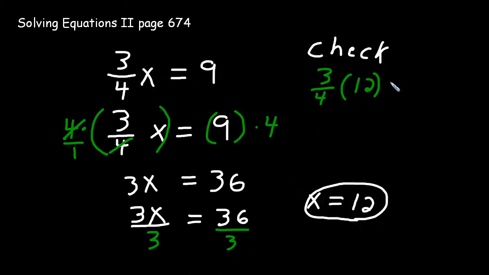Is that true? Well, we can put the 12 over 1. So 4 goes into 12 3 times. 3 times 3 is 9. So indeed, 3/4 of 12 is 9.